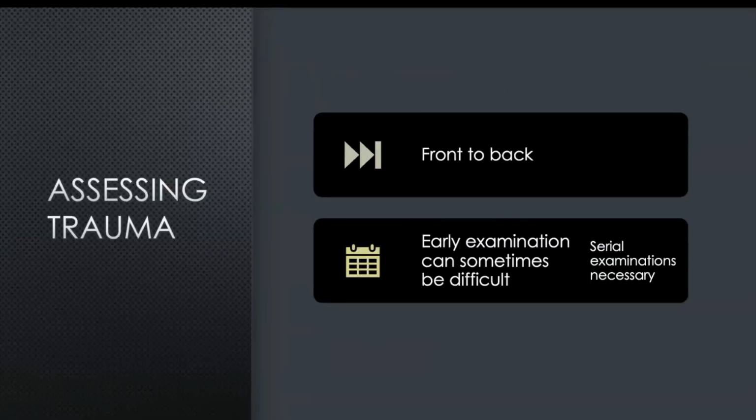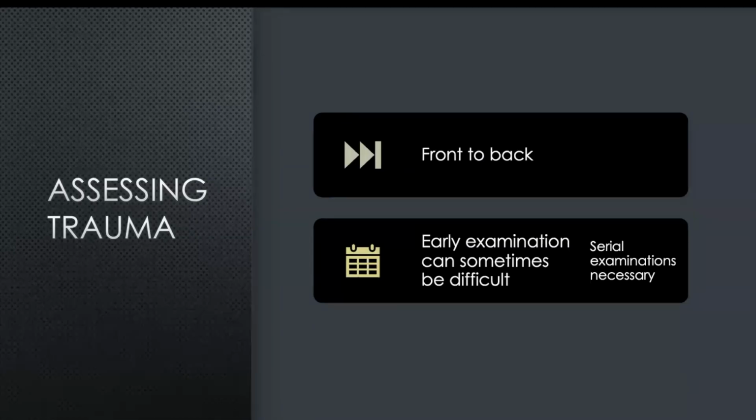So when you're assessing trauma, it's really important that you take a very front to back approach, being careful, looking at all of the different parts of the eye. In today's session, we're going to go through what you can see at the different levels and what you might find at each part of the eye.